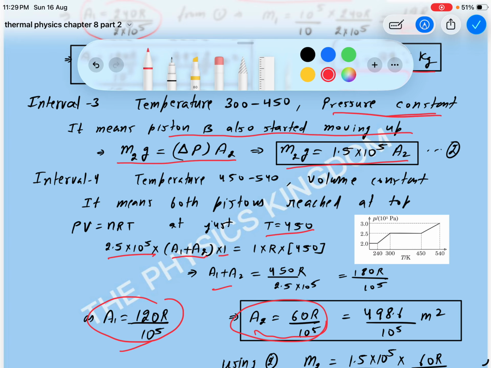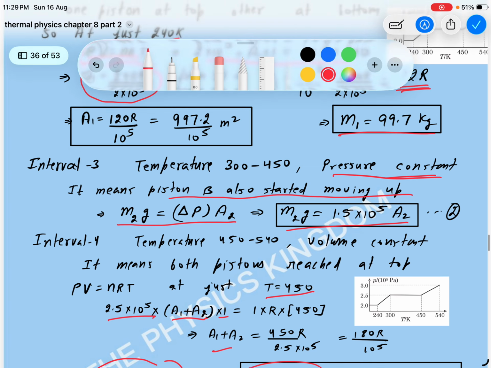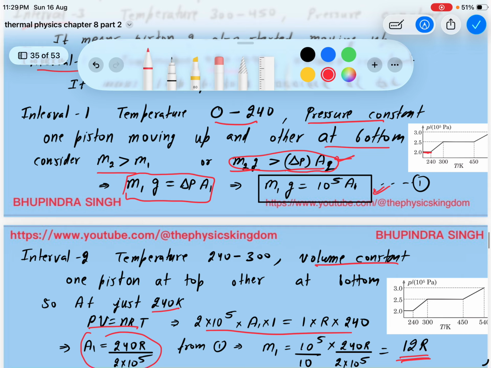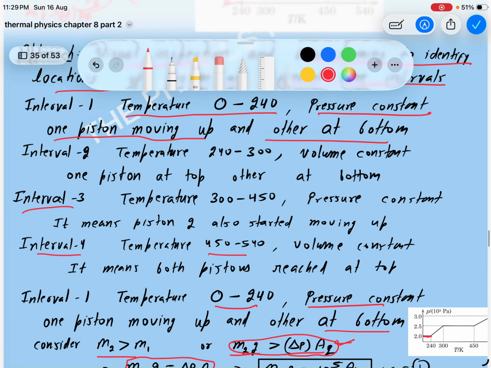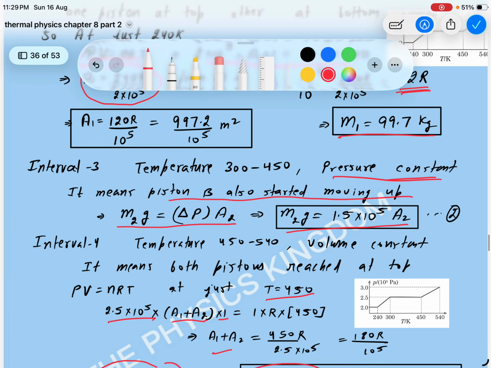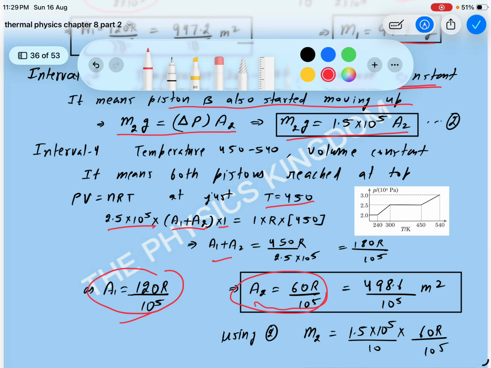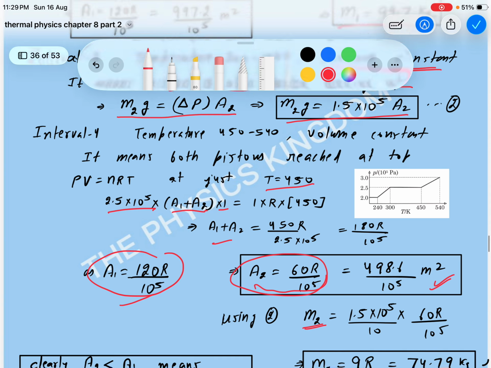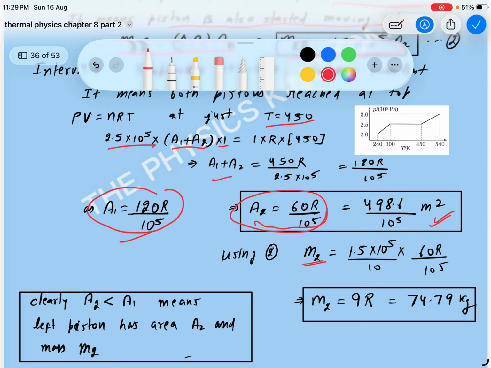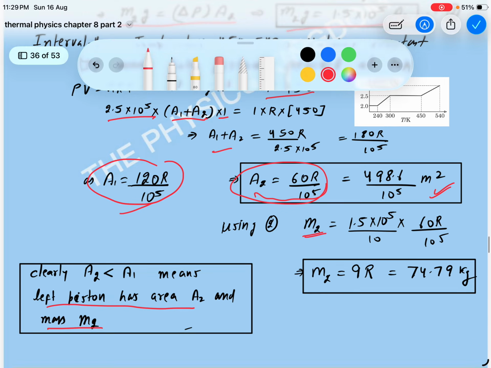So it means this piston 2 that I am referring to, A2, is the smaller piston. It means this bigger piston is going up first. So A2 is 60 R by 10 to the power 5. This area I am getting, and then using it I get M2, which is 74.79 kg. So the left piston has area A2 and mass M2.